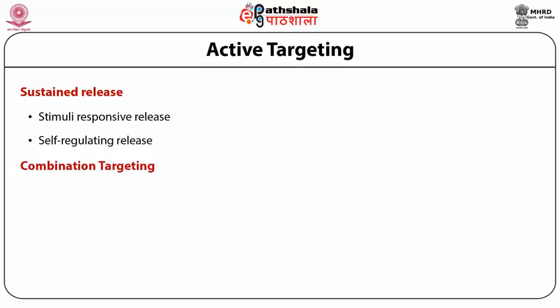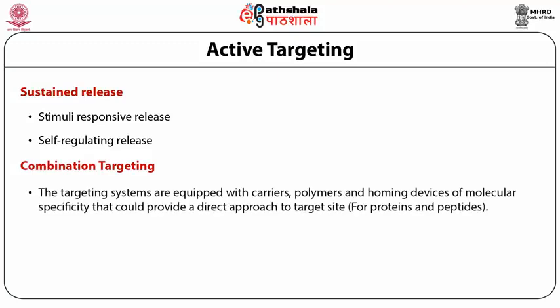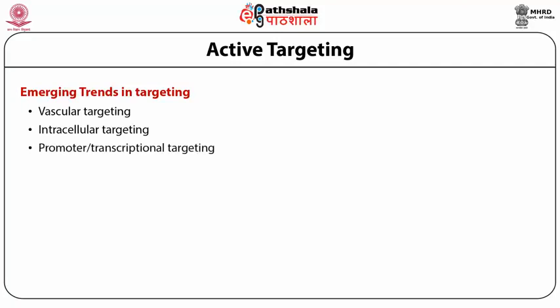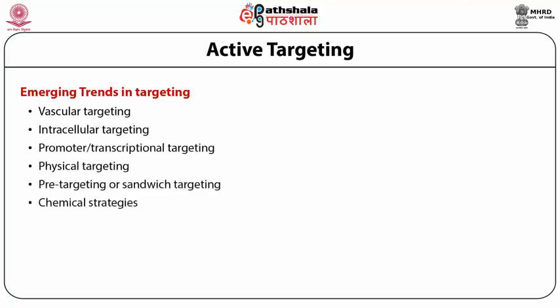Combination targeting includes the carriers, polymers and homing devices of molecular specificity that could provide a direct approach to target site. Some emerging trends in the targeting include vascular targeting, intracellular targeting, promoter transcriptional targeting, physical targeting, pre-targeting or chemical strategy.